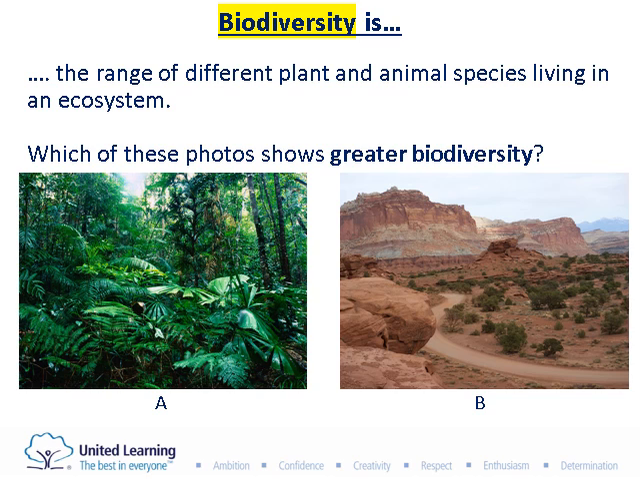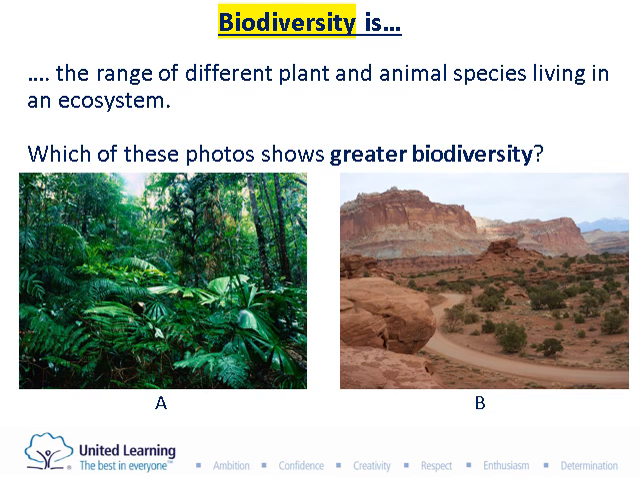So when we're talking about biodiversity, we just need to split that word up into two. So bio means living, and diversity means you've got lots of different species. So biodiversity is the range of different plant and animal species living within an ecosystem. So the more plants and animals you have, the greater biodiversity there is.